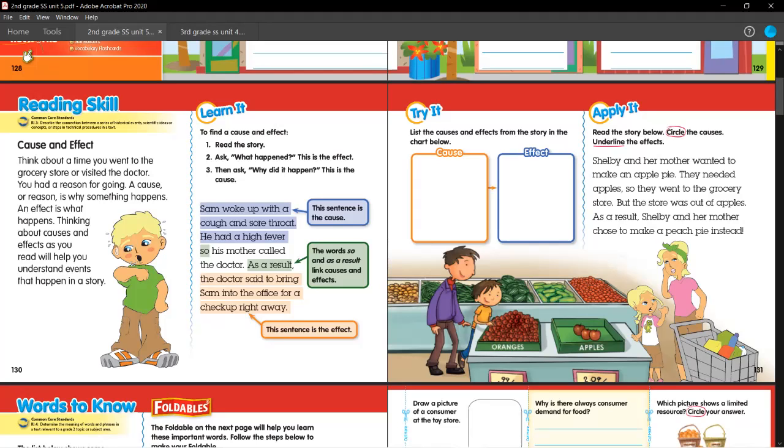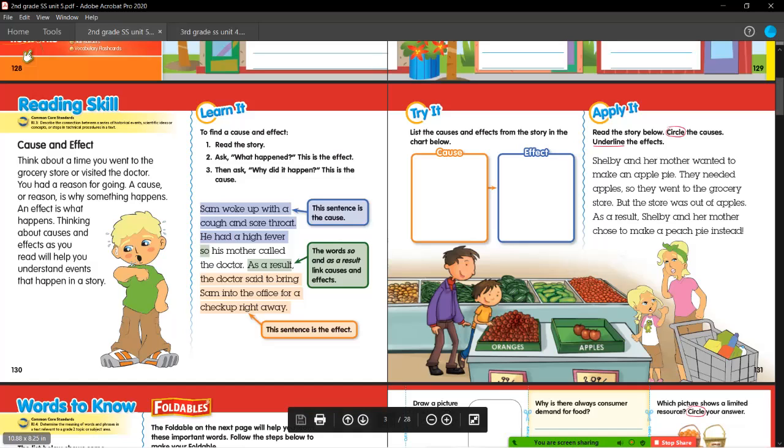List the cause and effect from the story in the chart below. So on this next page, on 131, the orange section, it's asking you to list the cause. Remember, the cause was highlighted in blue, and then the effect was highlighted in orange. They have the colors a little bit reversed here, but that's okay. Now, after you've done that, make sure you're using your best handwriting, please. Read the story below, circle the cause, and underline the effect.